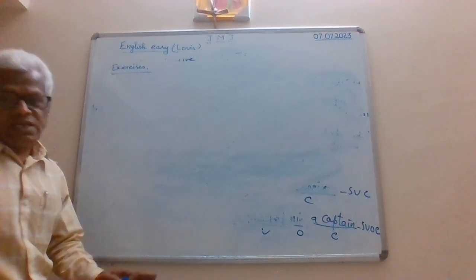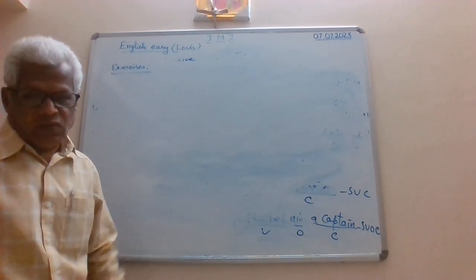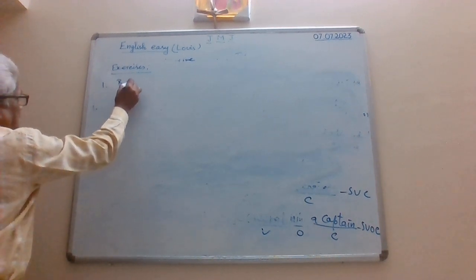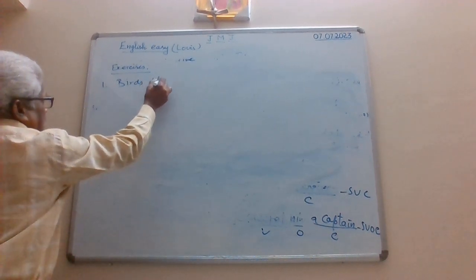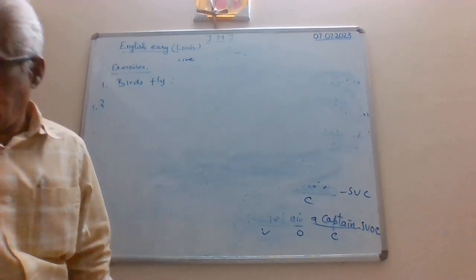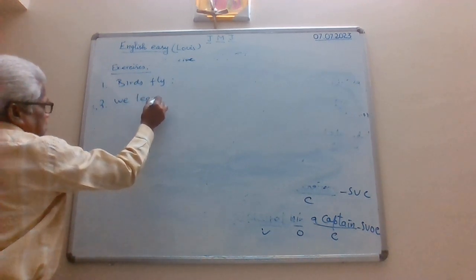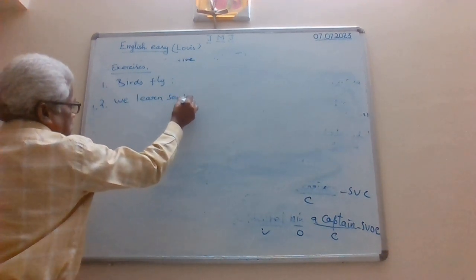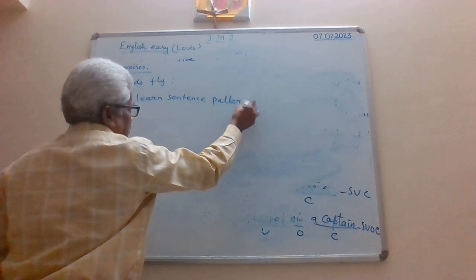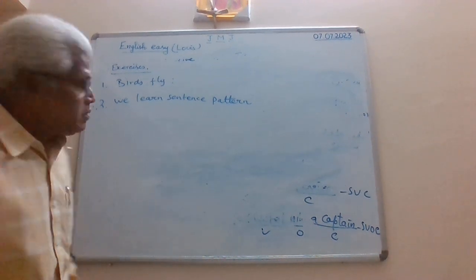When I write the sentences, you will automatically come to a conclusion. So this is this particular pattern here. Again, you see now, birds fly. Second sentence you can think of, we learn sentence pattern. We wrote this already. We learn sentence pattern.